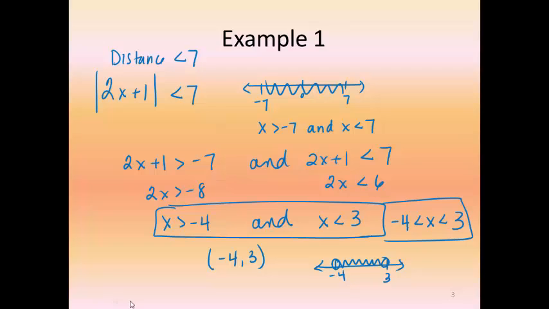Let's go ahead and try example number 2. Here I'm going to tell you that the absolute value of 5x minus 2 is greater than or equal to 8.